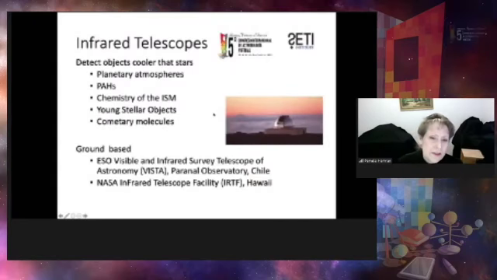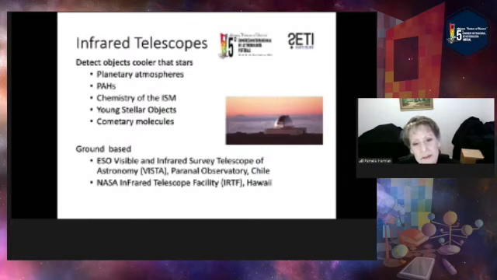So infrared telescopes detect objects that are cooler than stars, and this is really cool, if you will, for astrobiology, because we can study planetary atmospheres, polycyclic aromatic hydrocarbons, or PAHs for short, which are the building blocks of organic molecules. We can study chemistry of the interstellar medium, young stellar objects that might someday form planetary systems, cometary molecules, and complex molecules that are always cooler than the stars that they're around.